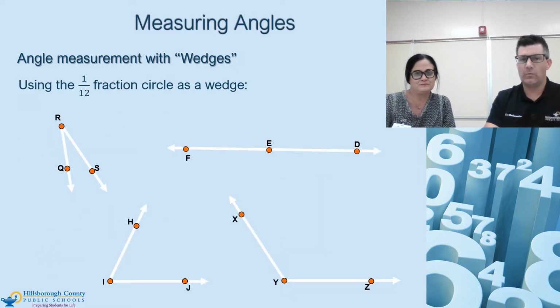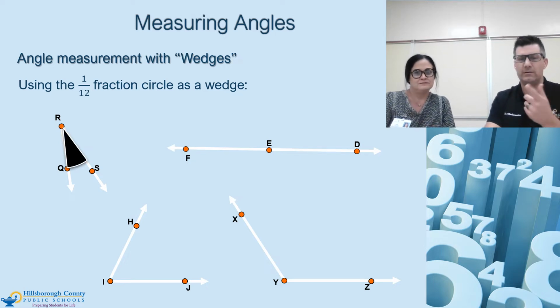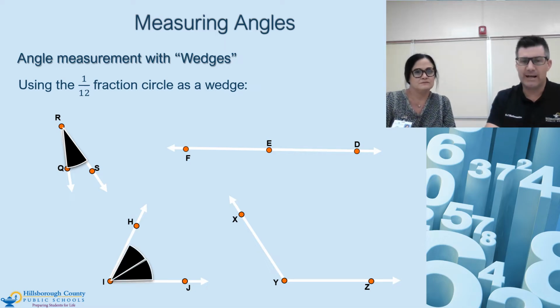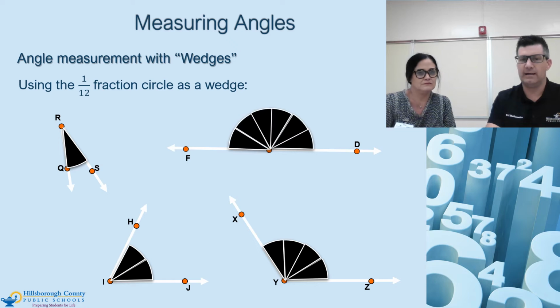Hopefully you did your wedge measuring activity. You had some different angles on your worksheet. You probably saw that this angle here, QRS, I could fit about one of those little wedges in there. Angle HIJ, I could fit about 2 wedges. Angle XYZ, I could fit about 4. And on our straight angle, make sure we're letting students work with straight angles. We want them to see that that is an angle. Oh, I could fit 6 of them there.